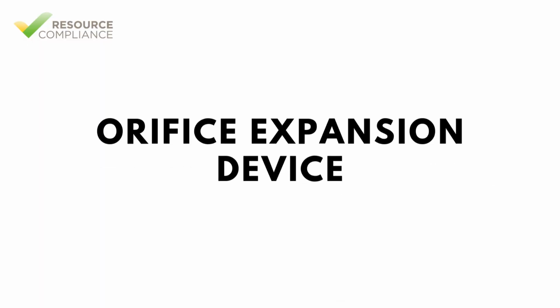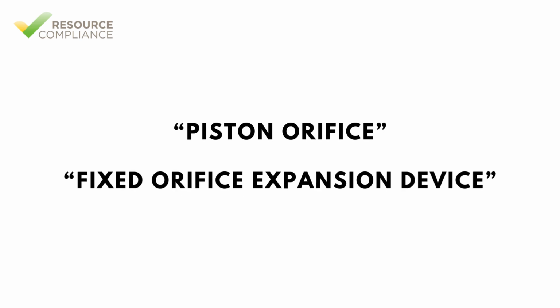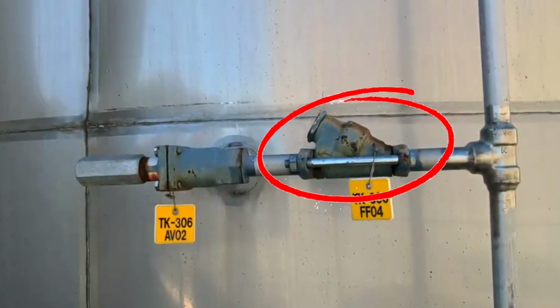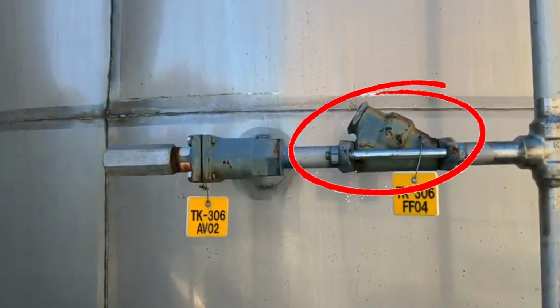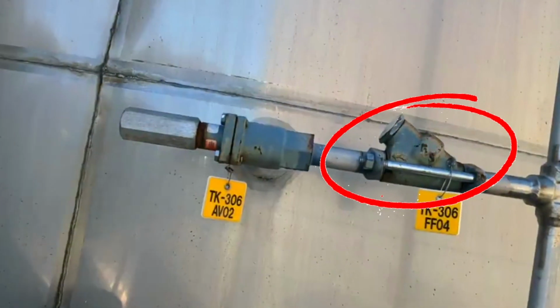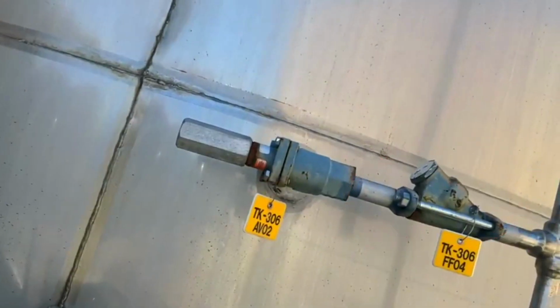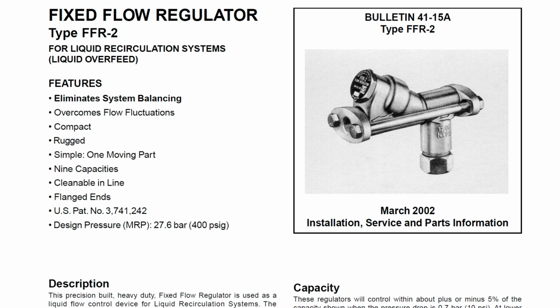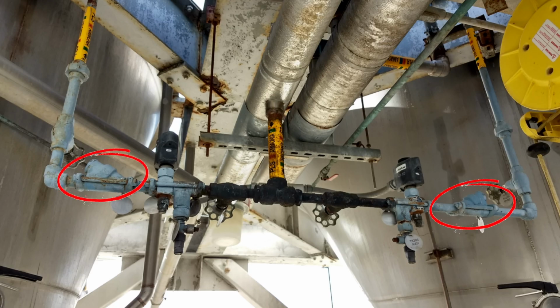An orifice expansion device, which is sometimes called a piston orifice or fixed orifice expansion device, is a simple non-adjustable expansion device used in refrigeration and air conditioning systems to regulate the flow of refrigerant into the evaporator. This device operates by forcing the high-pressure liquid refrigerant through a small fixed opening called an orifice, which causes a pressure drop, resulting in partial vaporization and cooling of the refrigerant before it enters the evaporator.